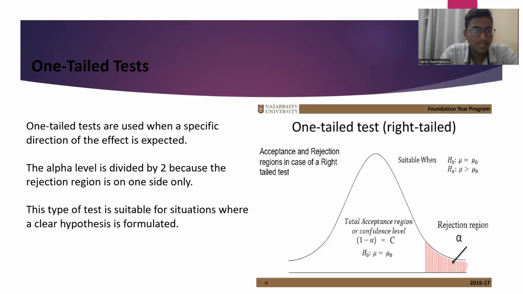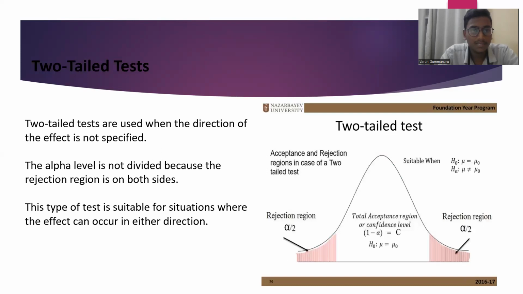One-tailed tests. One-tailed tests are used when a specific direction of the effect is expected. The alpha level is not split because the rejection region is on one side only. This type of test is suitable for situations where a clear hypothesis is formulated.